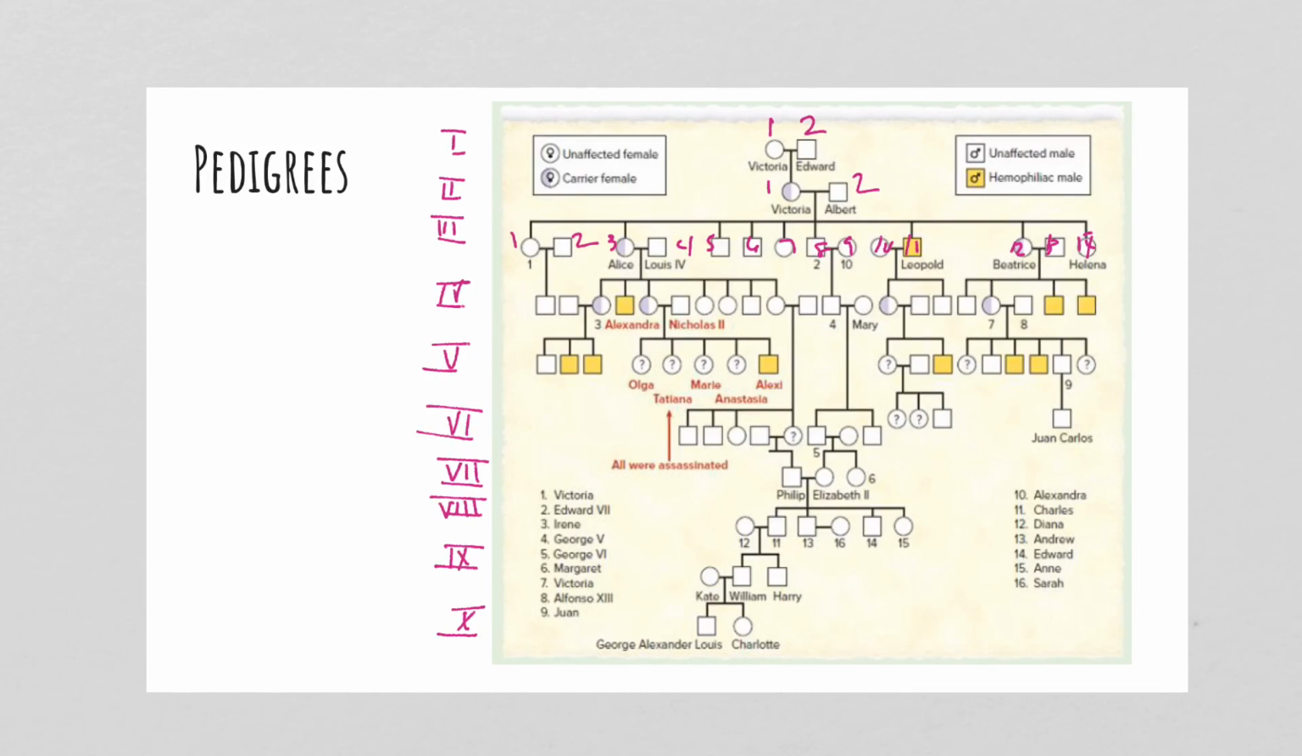A female is shown with a circle. A male is shown with a square. And if you are afflicted, you are colored in. If you are maybe a carrier, you might be halfway colored in. So in here, we don't have any male carriers because this is a sex-linked trait with hemophilia. So let's just get a little bit of information on how that is represented overall.